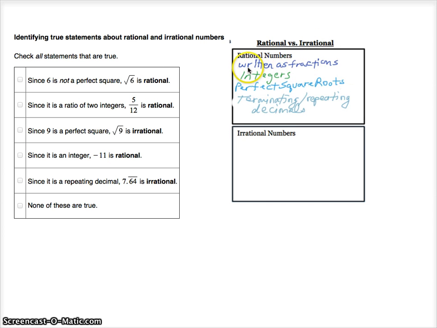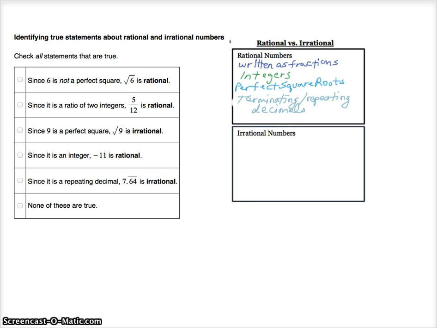Rational numbers can be written as fractions. They're integers. They can be perfect square roots. So for instance, the square root of 4 is a rational number. And they are terminating or repeating decimals, so they can be written as fractions.